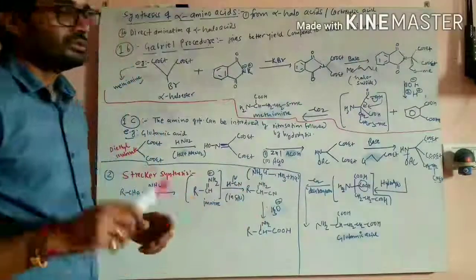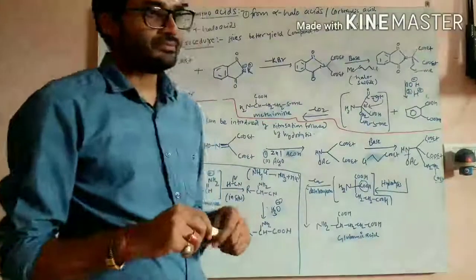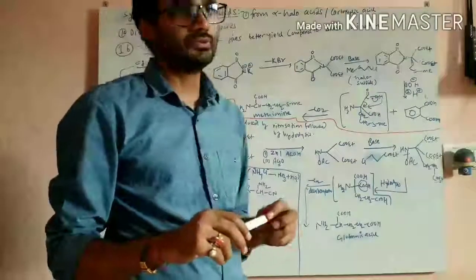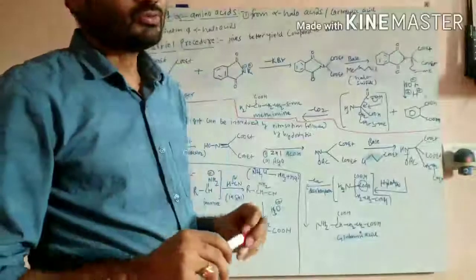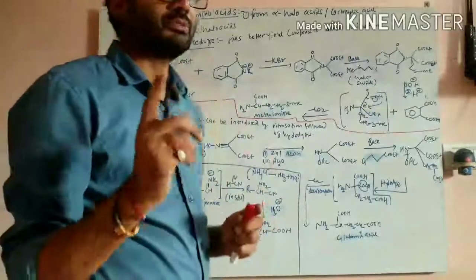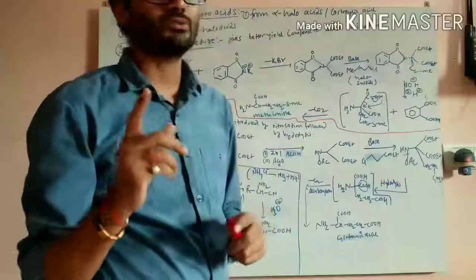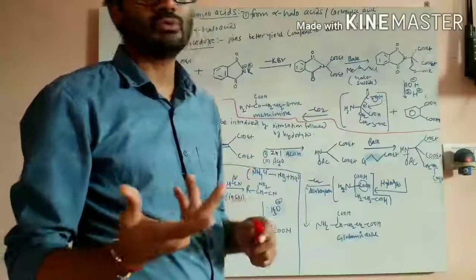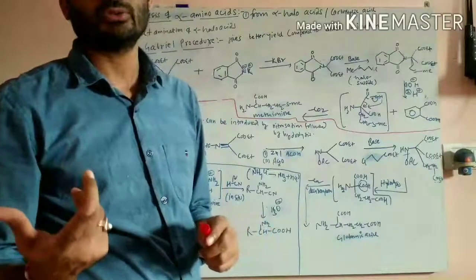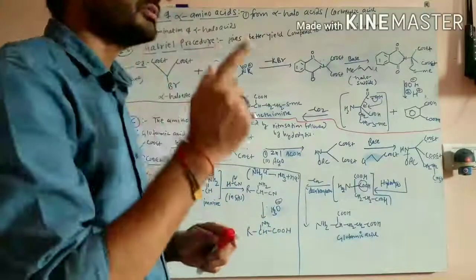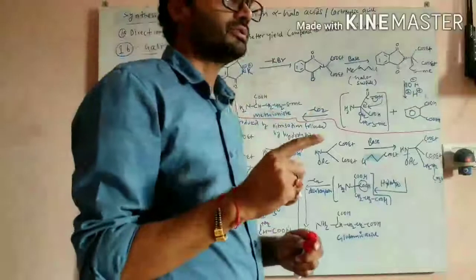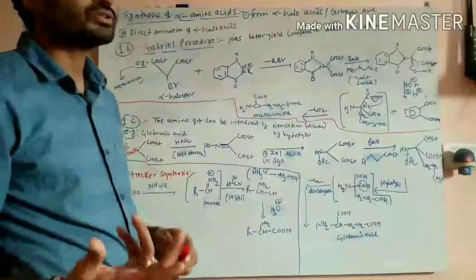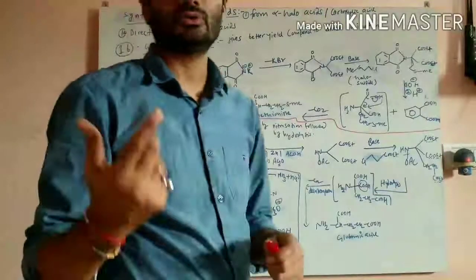Now see, one thing I want to tell you: before planning the synthesis of an amino acid, you must know the structure of the amino acid, or you must memorize it. If you don't know the structure of the amino acid, how will you synthesize that particular amino acid? So if somebody asks you to synthesize methionine, and you don't know the structure of methionine, then how will you synthesize it?